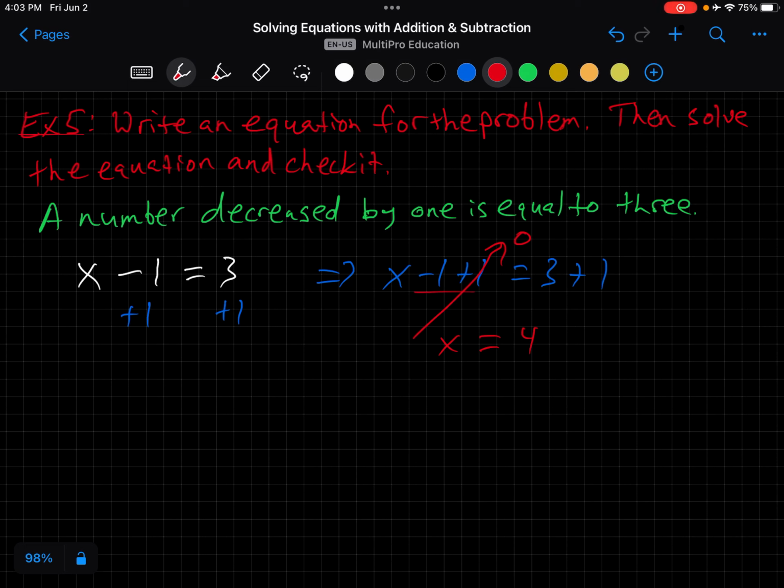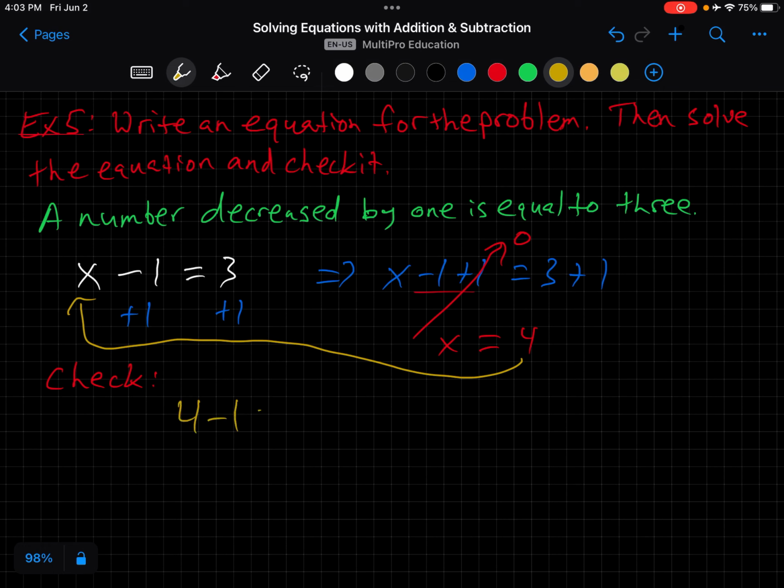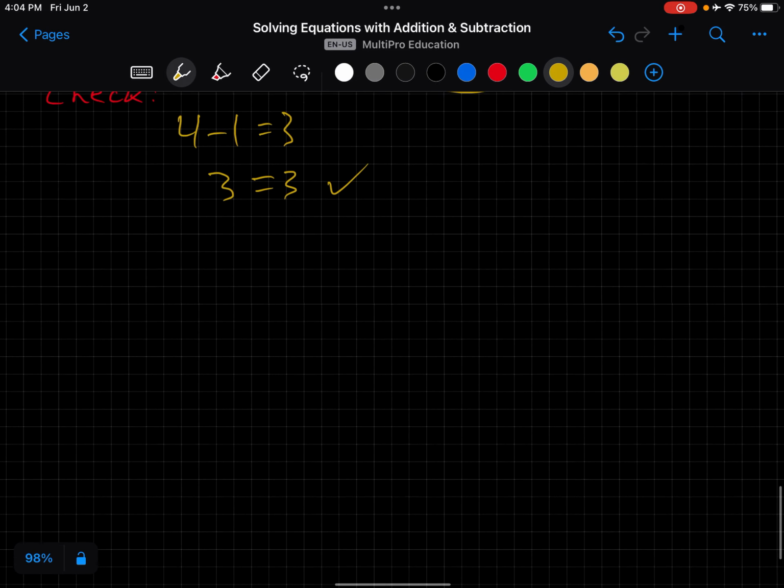Wait. Yeah, that's right. I was questioning myself there for a second. All right, so let's check this. We want to do a sanity check, just to make sure that we're doing this right. Sometimes you do question yourself. You just want to make sure you're doing it right. So let's plug in the 4 in here for x. 4 minus 1 is equal to 3. 3 equals 3. Jackpot, we scored. All right, great job.